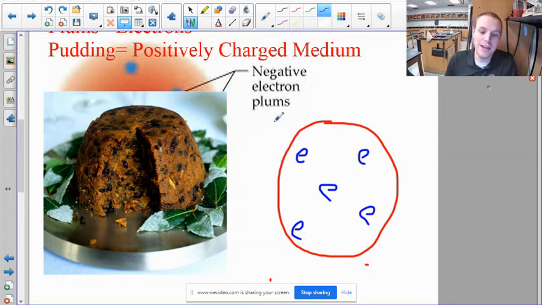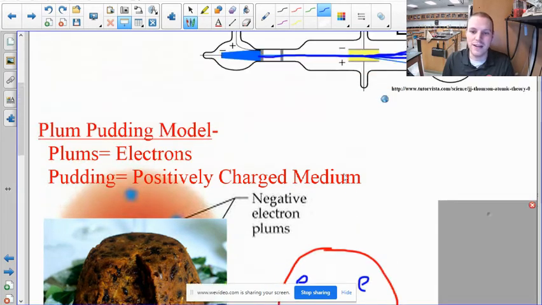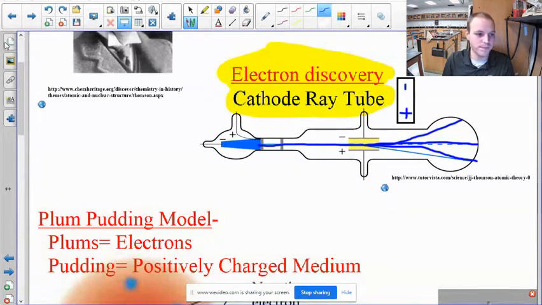I don't know. But anyways, so that was his model of the atom. So no longer is it a ball, but it's a positively charged mass with little negative sprinkles, aka electrons, on it. And he found that out because of his cathode ray tube.